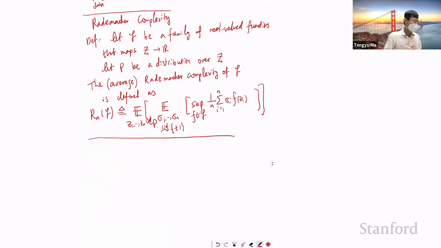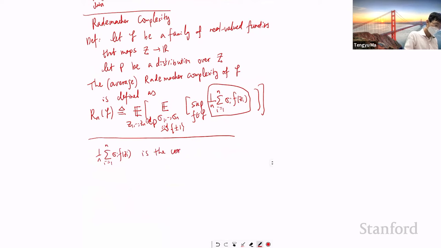So in some sense, maybe first of all, only think about this quantity, just think about what's inside this sup. So this is the correlation. The 1 over n is just a normalization, which is not important. This is the correlation between the outputs of f, right? So the output of f is f(z1) up to f(zn), and some random variables sigma 1 up to sigma n.